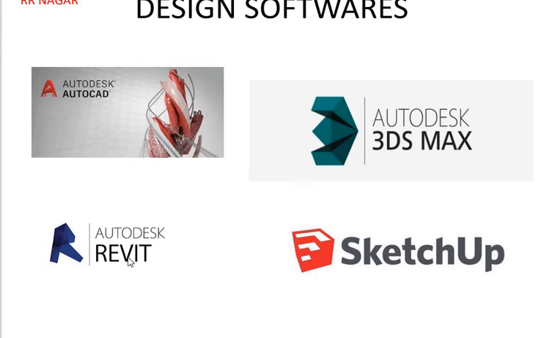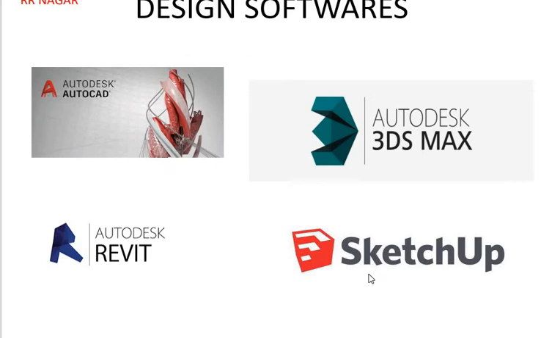Next comes Revit. Revit is a software which is basically used for exterior designing. Revit has three terms, that is Revit Architecture, Revit Structure, and Revit MEP. Revit Architecture deals with the exterior designing of a structure. Revit Structure deals with the column and beam layouts, and Revit MEP deals with mechanical, electrical, and plumbing works.